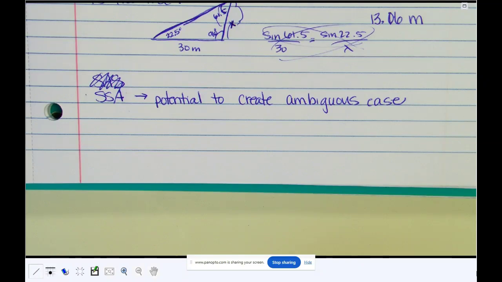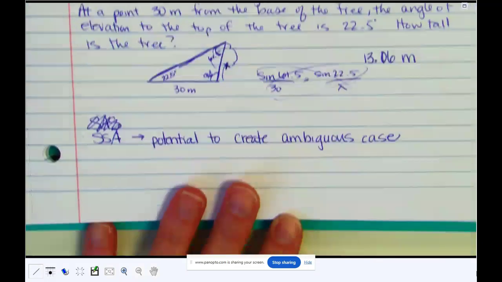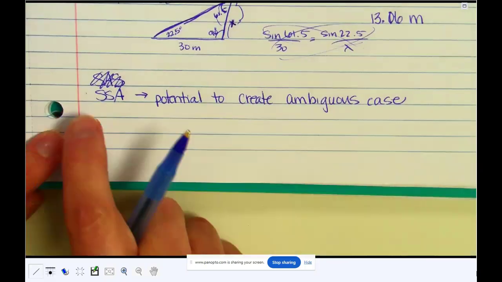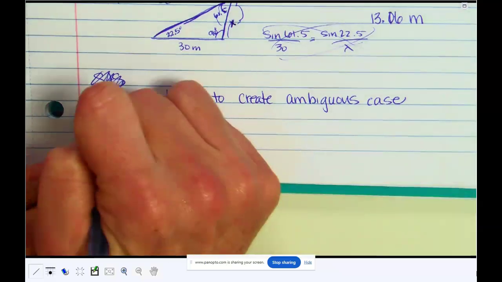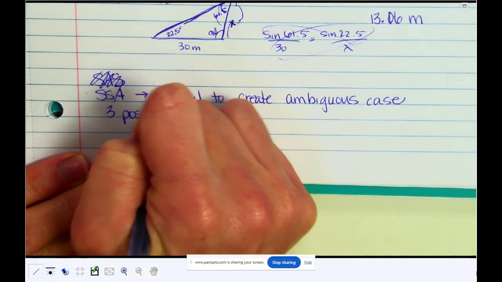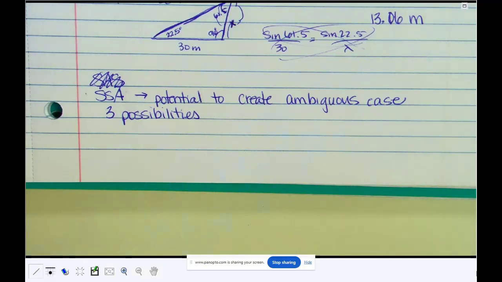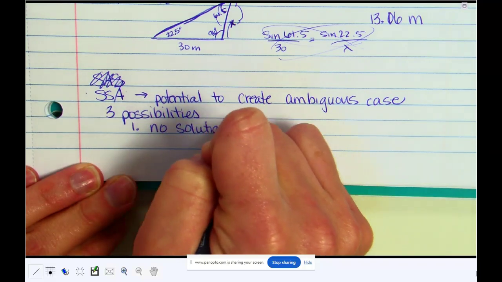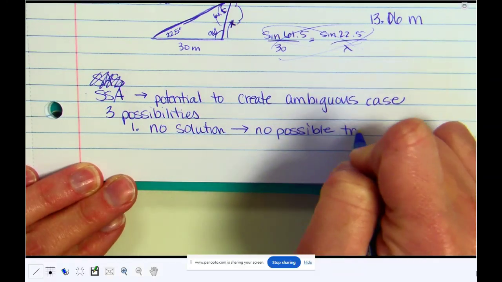Case closed. Okay, so when you have angle, side, angle, or angle, angle, side, it's going to work out for you unless I screwed up and gave you angles that don't actually work. If you have side, side, angle, there are 3 possible things that could happen here. Okay, there are 3 possibilities. The first possibility is that there's no solution.